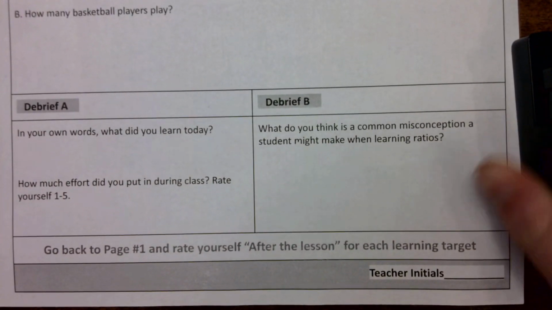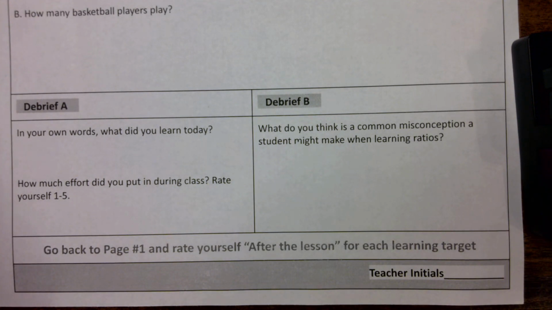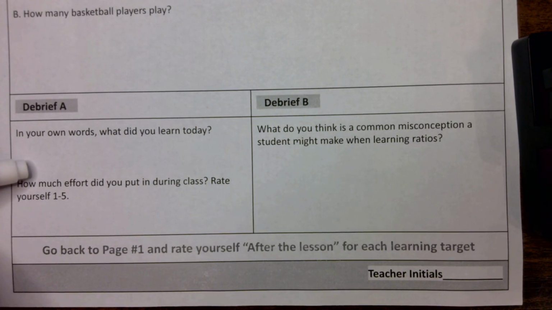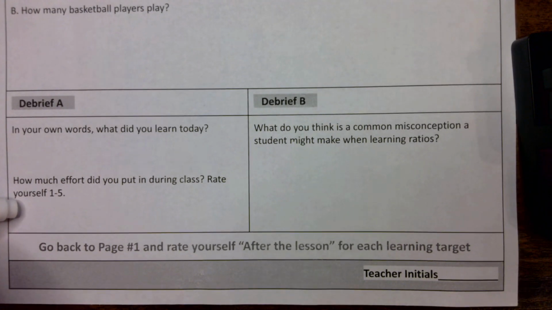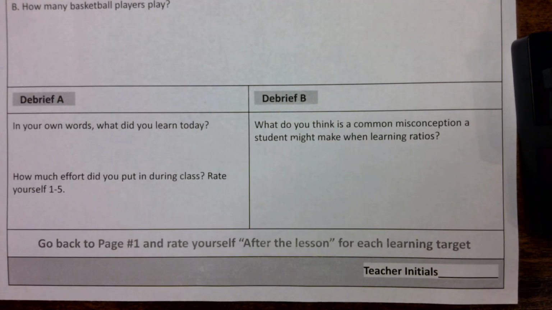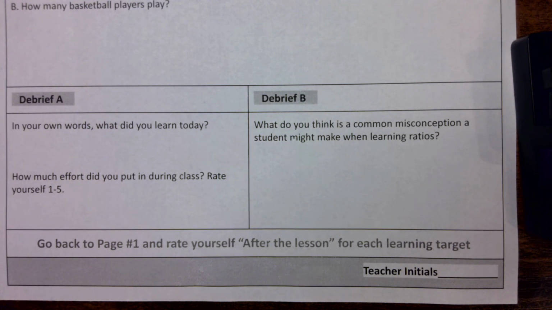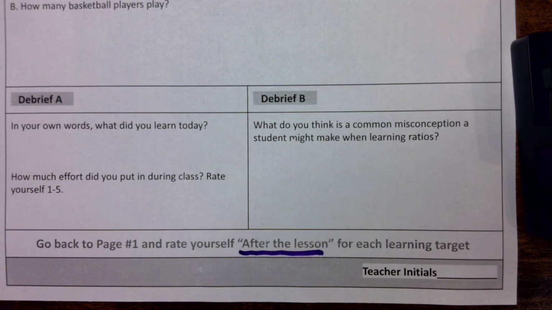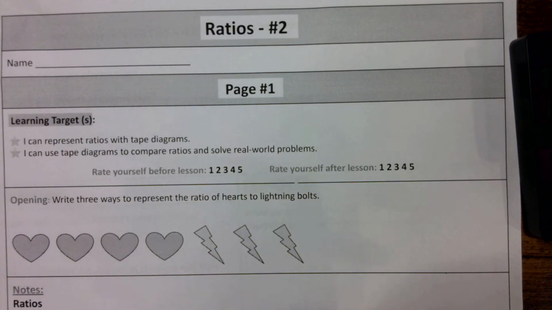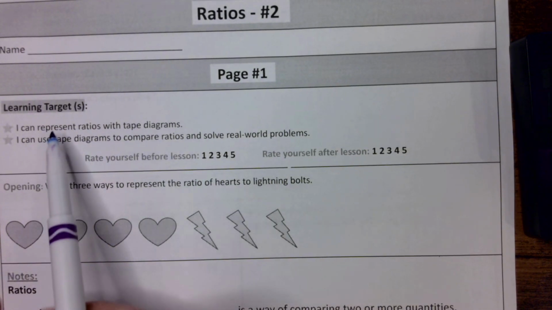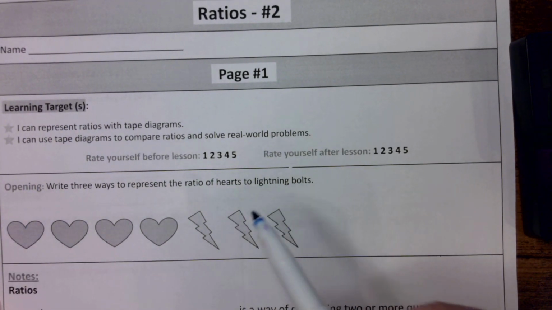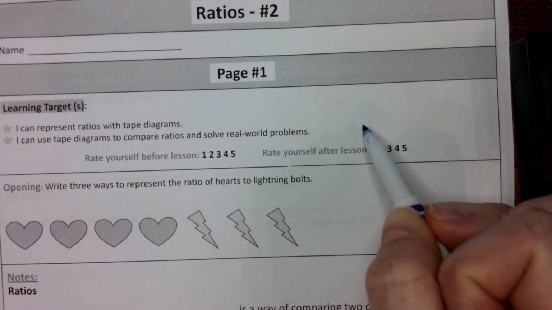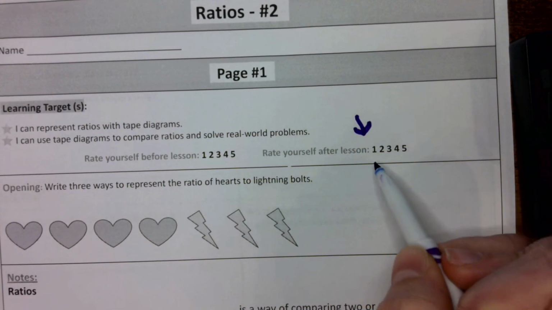At the bottom of page 6, complete debrief A and B. In your own words, what did you learn today? How much effort did you put in? And what do you think is a common misconception or a common mistake a student might make? Once you've answered our debrief questions, go back to page number 1 and rate yourself after the lesson. So at the beginning of this lesson, you rated yourself 1 through 5 based off of our learning targets. Now that we've taken notes and practiced, I want you to rate yourself after the lesson.